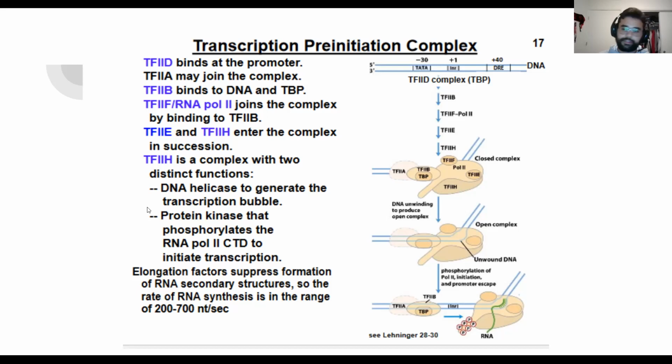And then TFIIH is the one really key important one because it has some distinct functions. It can act as a DNA helicase to generate that transcription bubble, and it acts as a protein kinase, which is going to phosphorylate that RNA polymerase II carboxy terminal domain to initiate transcription.